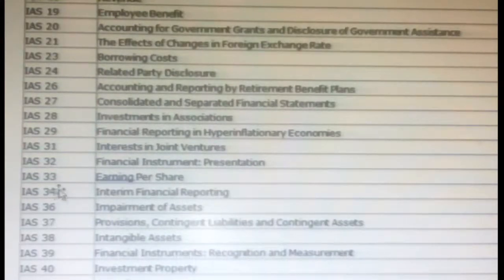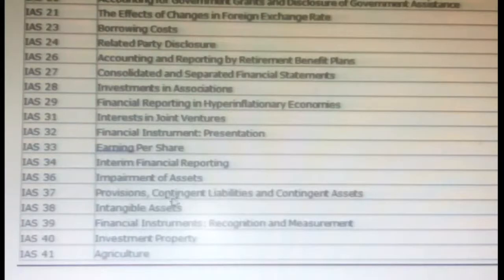Here IAS 33 deals with earnings per share. Then 34 is interim financial reporting. Then 36 is impairment of assets. Then 37 is provisions, contingent liabilities and contingent assets. 38 is intangible assets. 39 stands for financial instruments, recognition and measurement. Then IAS 40 stands for investment property.